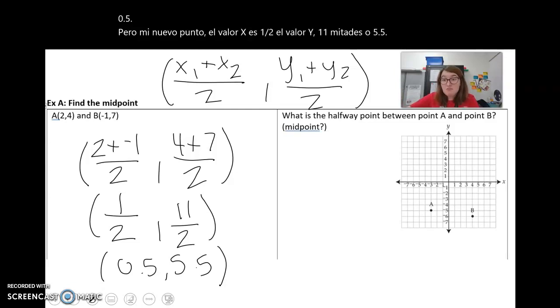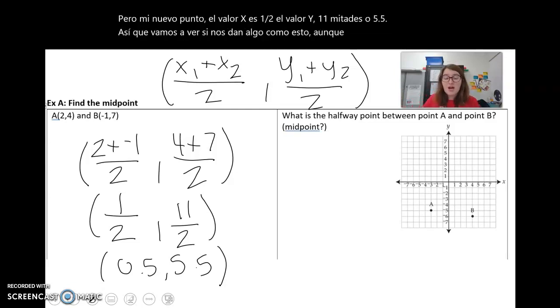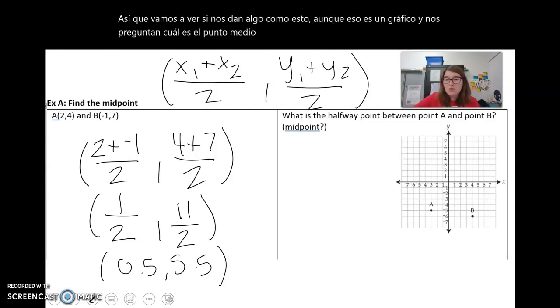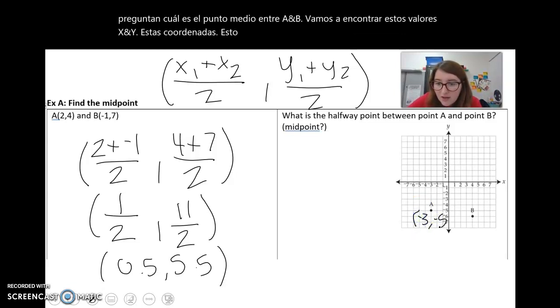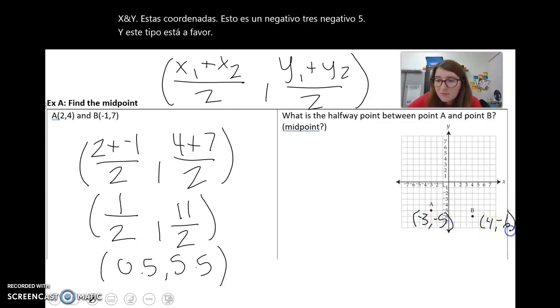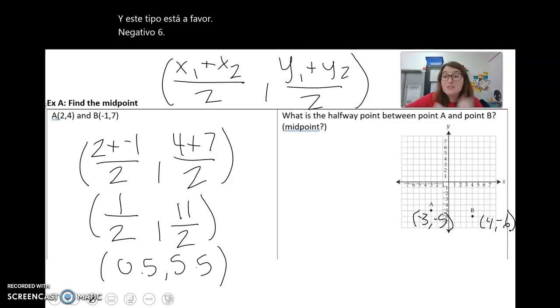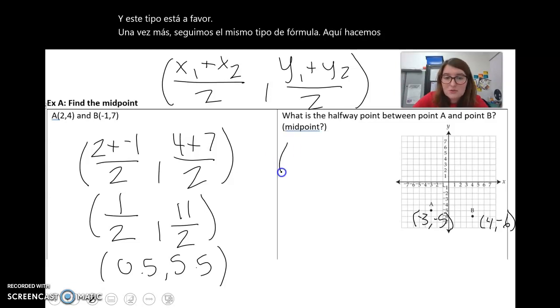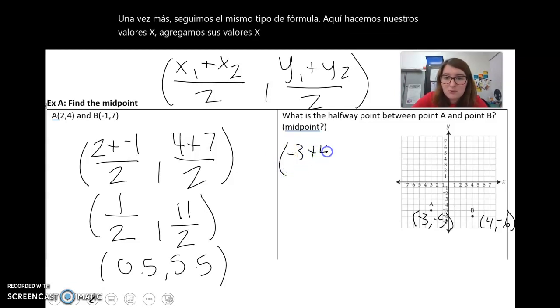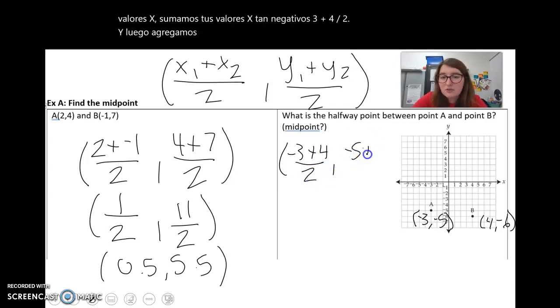So let's see, if we're given something like this though, that's a graph, and they ask us, what is the halfway point between A and B? We're going to first find these x and y values, these coordinates. This is a -3, -5, and this guy is 4, -6. Again, we follow the same kind of formula here. We do our x values, add your x values. So -3 plus 4, divide by 2. And then we add our y values, -5 plus -6, divide by 2.